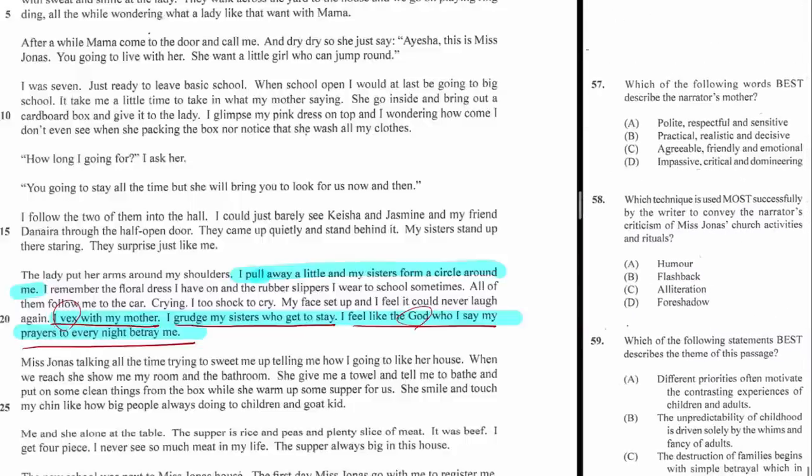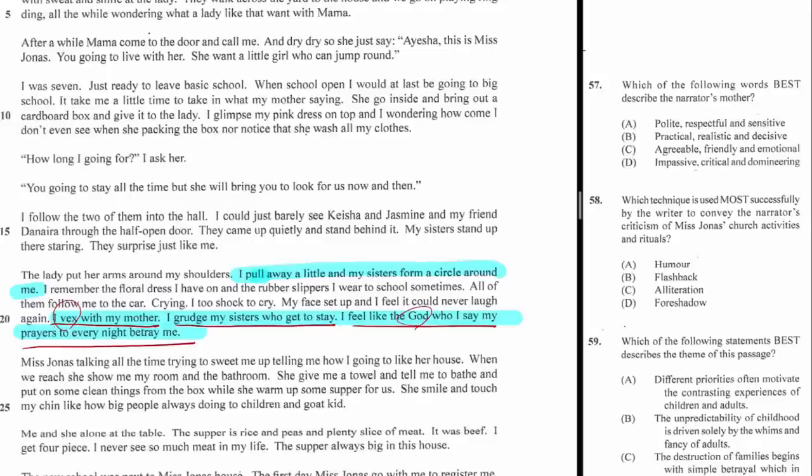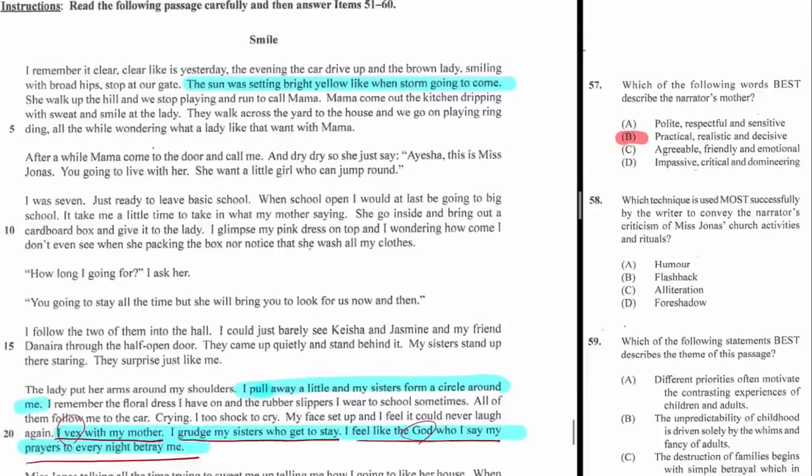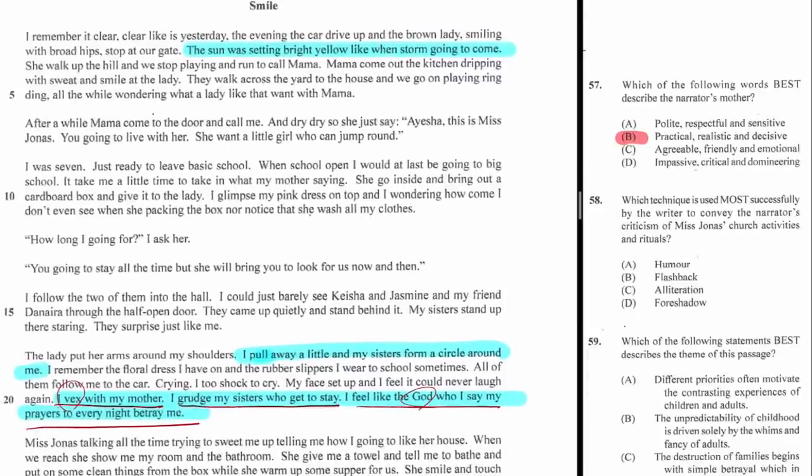Which of the following words best describe the narrator's mother? Answer B. Practical, realistic, and decisive. Practical and realistic because the mother realizes that she simply can't take care of all of these kids. Miss Jonas wants a girl who can jump around. I have a girl who can jump around and who I can't take care of, so let me send her to live with this rich woman.